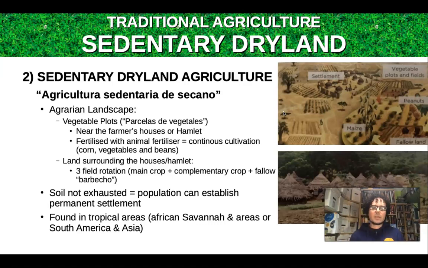This way, the soil is not exhausted, so the population can establish a permanent settlement. In contrast to the previous one that we have seen, the migratory agriculture doesn't allow establishing a permanent settlement because the farmers have to move continuously. This sedentary dryland agriculture is found in tropical areas, in the African savanna, and areas of South America and Asia.